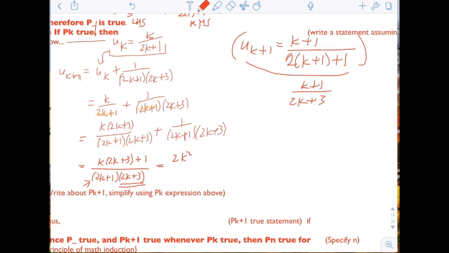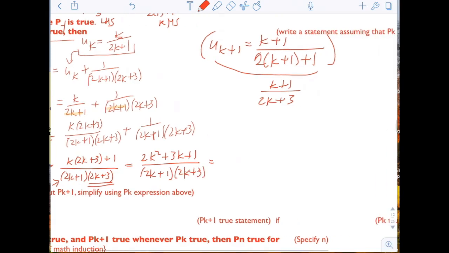We get 2k squared plus 3k plus 1 on top, and the bottom continues to be 2k plus 1 times 2k plus 3. Let's factor the top. If we factor the top, we'll have 2k plus 1 times k plus 1. Does that work? That works.